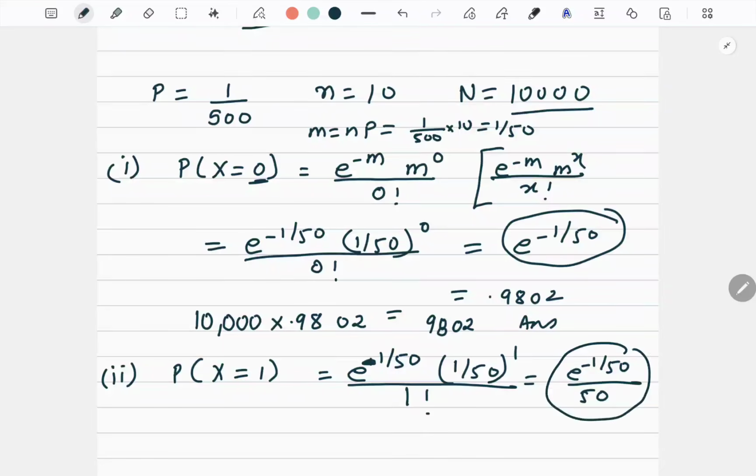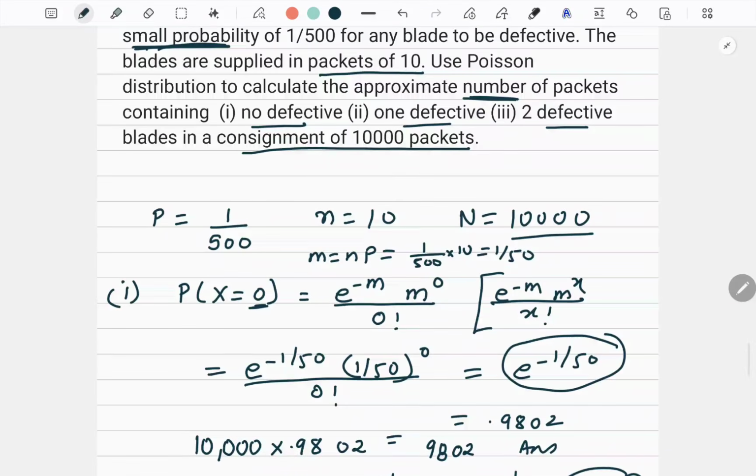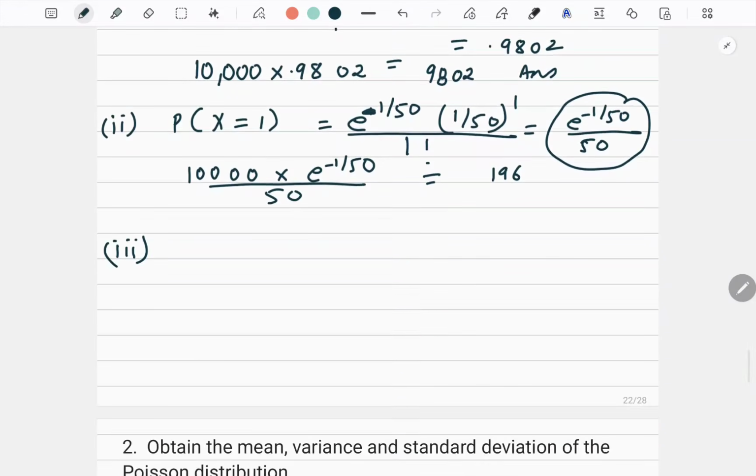So this is the probability, but I need the number. So this has to be multiplied by 10,000 into e to the power minus 1 by 50 upon 50. Take your calculator and calculate this, you will get approximately 196. You may get a decimal, you have to round it up because it is a count. Now the third case is, what is the third question? 2 defective. 2 defective means probability for x is equal to 2.